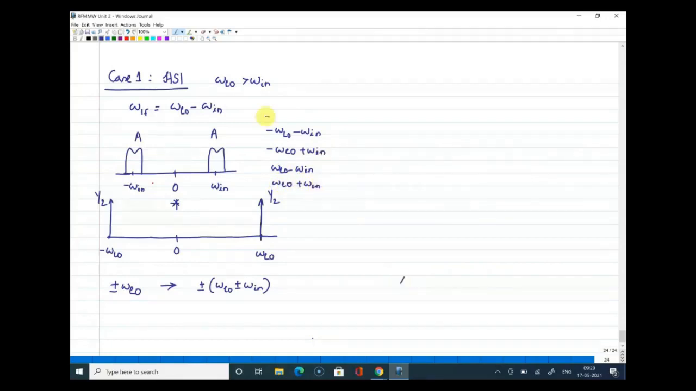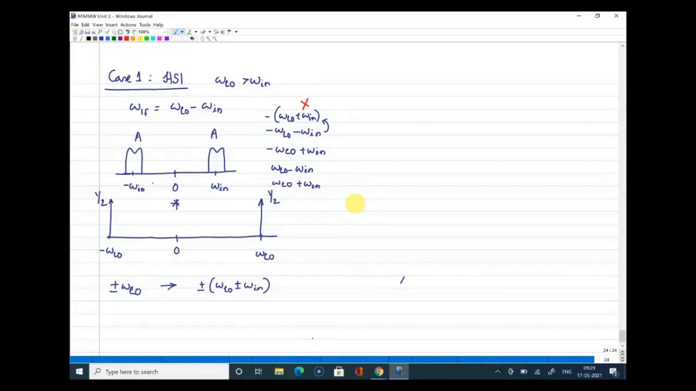So the first one I am just writing as omega LO plus omega in. These two are the same, and we are not considering the sum signal, because we are looking at the translation to lower frequency.